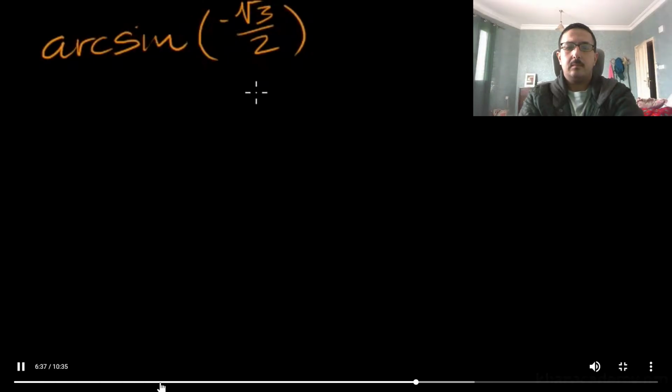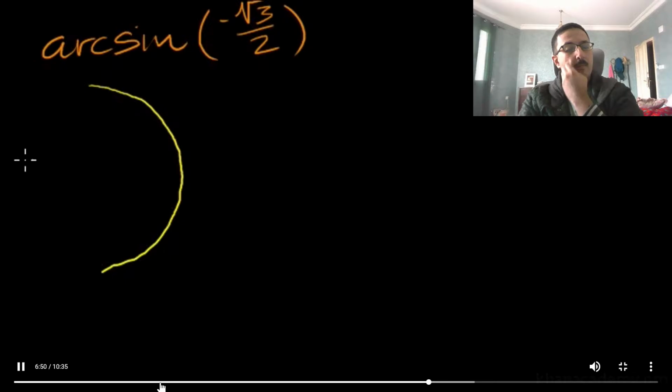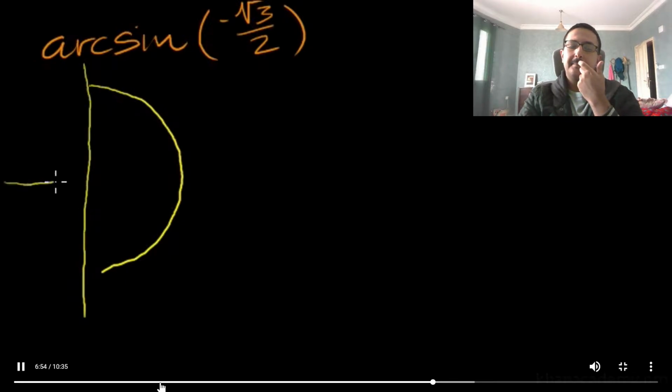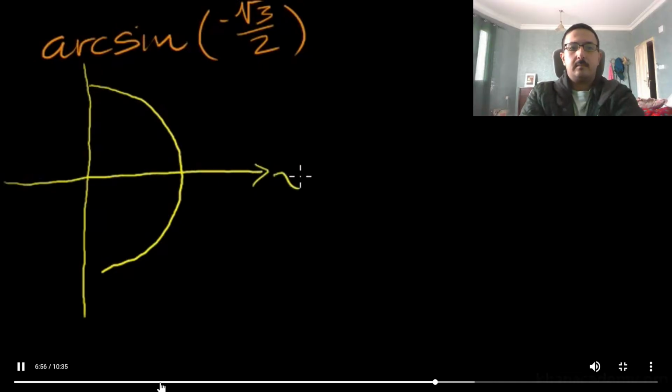Now you might have that memorized. You say, oh, I immediately know that sine of theta is square root of 3 over 2, and you'd be done. But I don't have that memorized. So let me just draw my unit circle. And when I'm dealing with arcsine, I just have to draw the first and fourth quadrants of my unit circle. That's the y-axis. That's my x-axis.